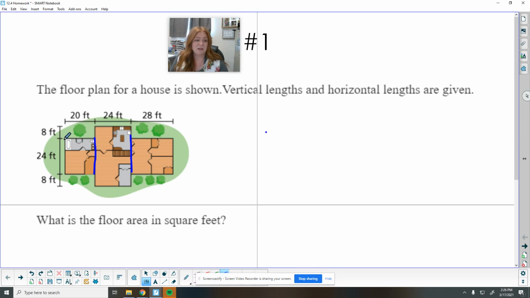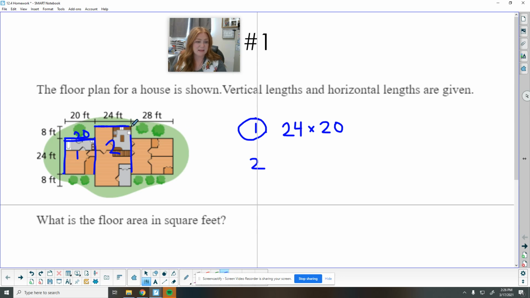So we're going to start over here. So we can see this distance from here to here, looking up here, is 20. And then from here to here is 24. So we need to do 24 times 20 to find this first box here. So this is our first section of our house. Okay, then we'll do this middle section here.